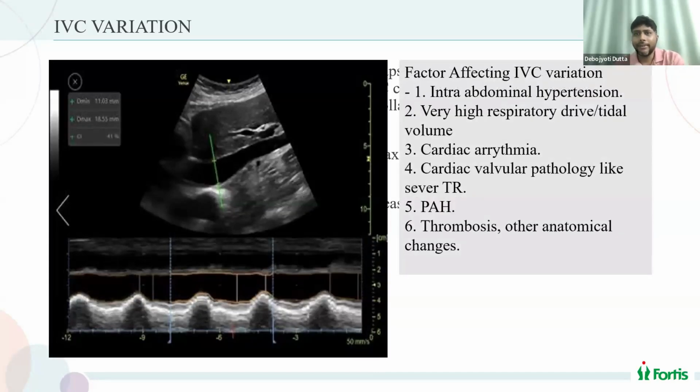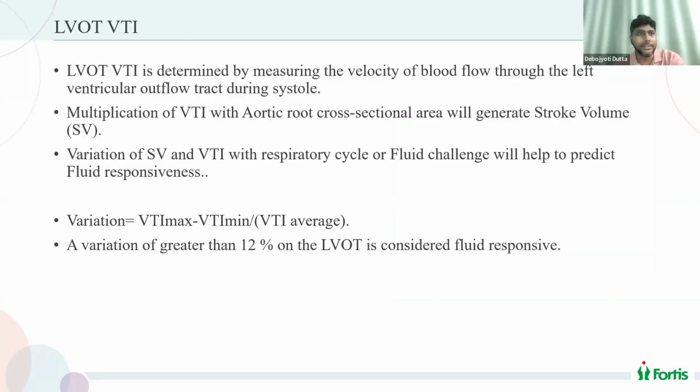So what are the factors that can affect the IVC variations? Like, again, intra-abdominal hypertension, very high respiratory drive, which can make the IVC falsely collapsing, cardiac arrhythmia, cardiac valvular pathology like severe tricuspid regurgitation, where you won't find the IVC collapsibility, or pulmonary hypertension and IVC thrombus, and any other anatomical changes where you cannot use the IVC.